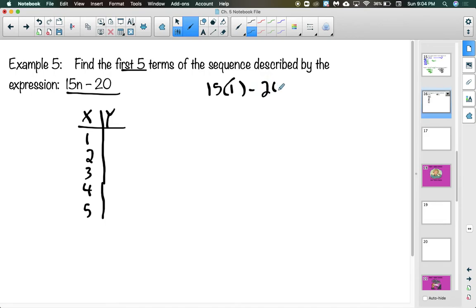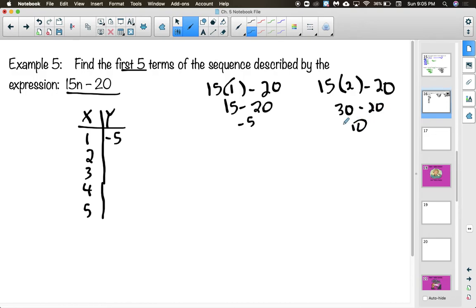Let's get caught up here. I don't want to not show my work. 15 times 1 is 15, minus 20 is negative 5. So my first term of that sequence is negative 5. Next, we have 15 times 2 minus 20. 15 times 2 is 30, minus 20 is positive 10. I'm not going to show my work for the rest of these. I'm just going to do these really quickly.